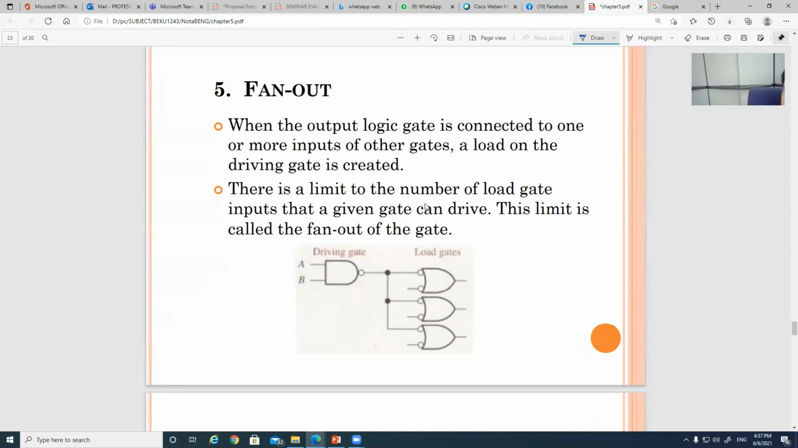So this is the limit here on the load gate inputs that a given gate can drive. This unit is called the fan out of the gate.